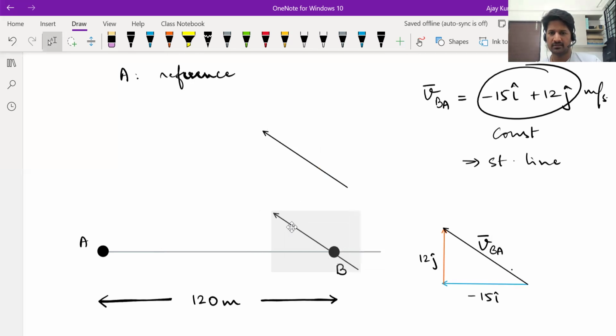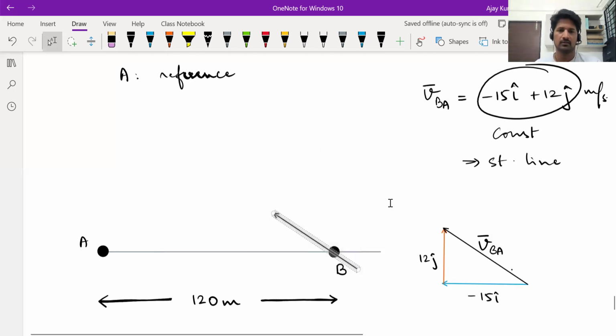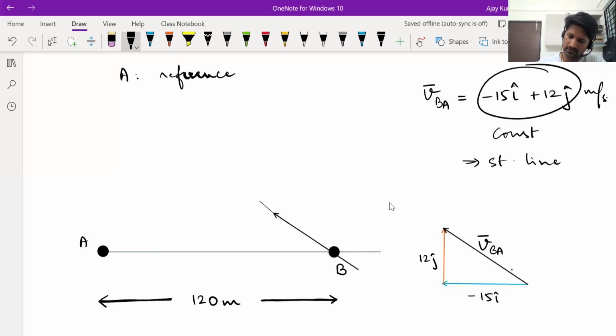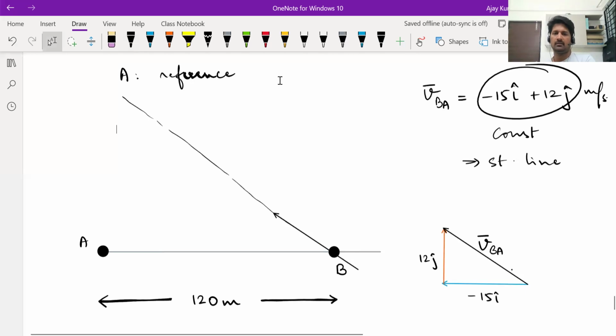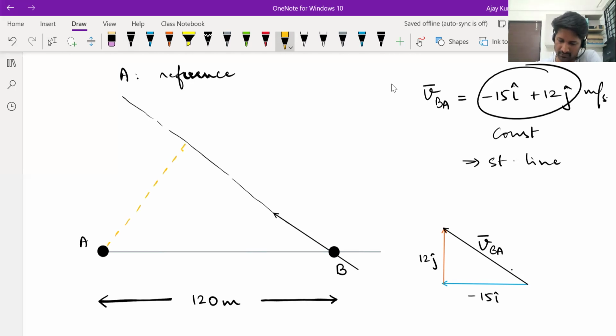Okay, it's a straight line anyway, so we can take it like this. So with respect to A, it will move along this direction on a straight line. Now, what is it that we need to calculate? We need to calculate the shortest distance between them. The next thing is to visualize that shortest distance. As B moves along that straight line as seen by A, the shortest distance between them would be the length of this perpendicular drawn from A onto that path followed by B.